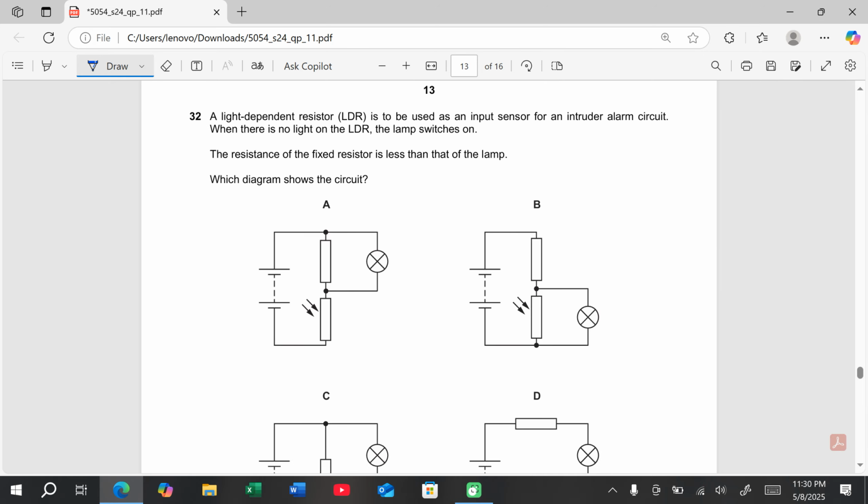A light dependent resistor, LDR, is to be used in an input sensor for an intruder alarm circuit. There is no light on the LDR, the lamp is switched on. The resistance of the fixed resistor is less than that of the lamp. The diagram shows this.